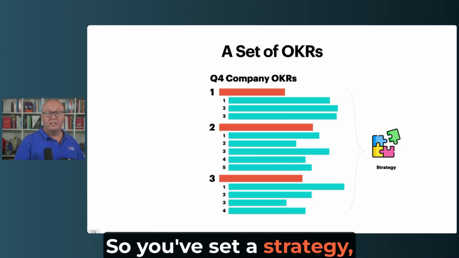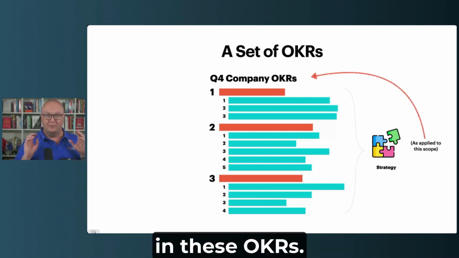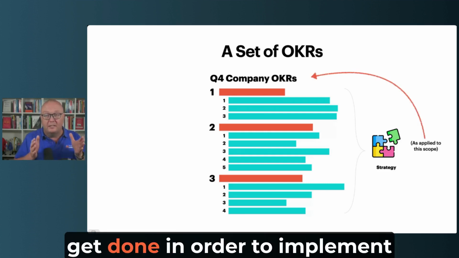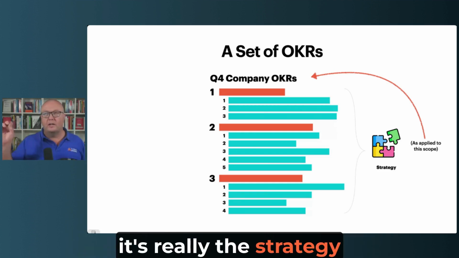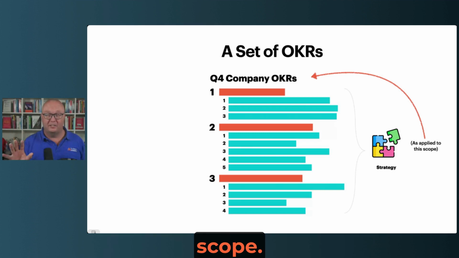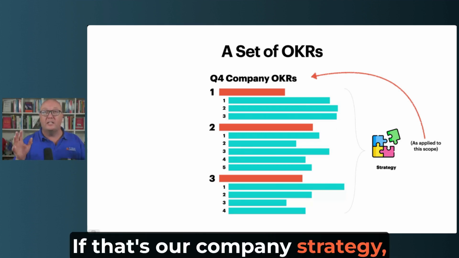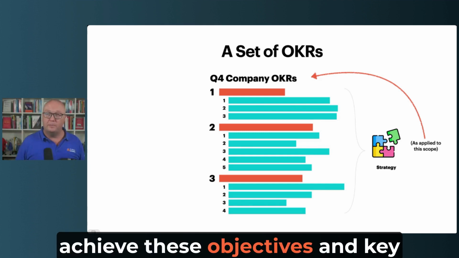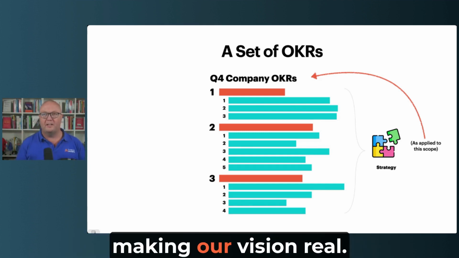So you've set a strategy, and you're representing your strategy for this quarter in these OKRs. These are what we're going to get done in order to implement our strategy. And when I talk about that, it's really the strategy as relevant to that particular scope. So I might have company OKRs. If that's our company strategy, then this quarter we're going to achieve these objectives and key results, and that will help us move towards delivering our strategy and making our vision real.